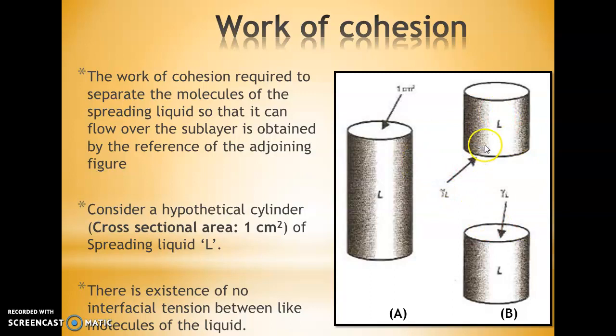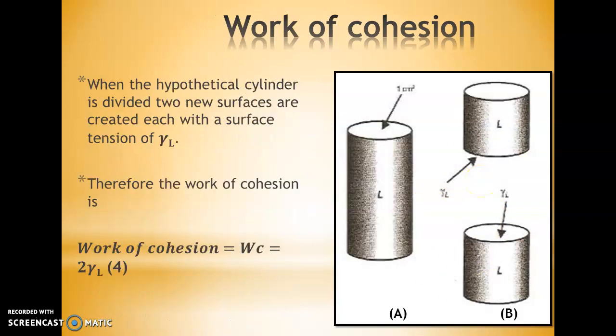Here this part of the cylinder will constitute a surface tension corresponding to gamma L, and again this part of the cylinder will constitute a surface tension corresponding to gamma L. Initially, in the case of work of adhesion, the surface tension which was created was represented by the value gamma S, but in this case, when no sublayer liquid is present, the two new surface tensions which are created are both represented by the symbol gamma L. So the total work of cohesion is represented by WC, which equals twice gamma L.